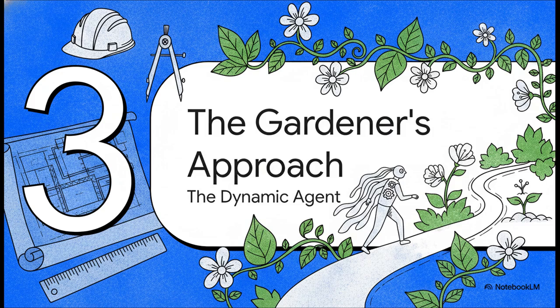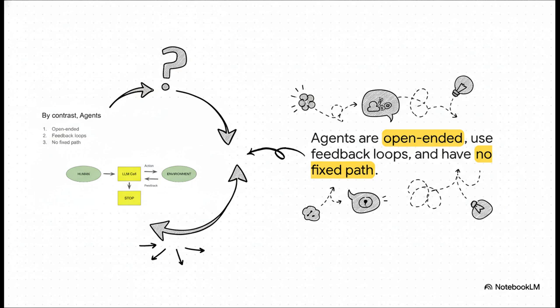It's a totally different mindset. We have to stop thinking about rigid blueprints and start thinking about cultivating something, a dynamic agent that can find its own way. See, unlike those workflows we just talked about, agents are fundamentally open-ended. At their very core is a feedback loop. It's pretty simple, actually. The LLM takes an action, it observes what happens, and it uses that feedback to decide its next action. There's no predefined path here. It's all about adapting to what's happening around it. It's learning and adjusting moment by moment.